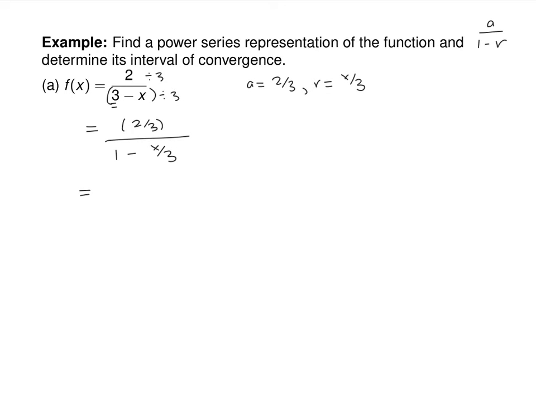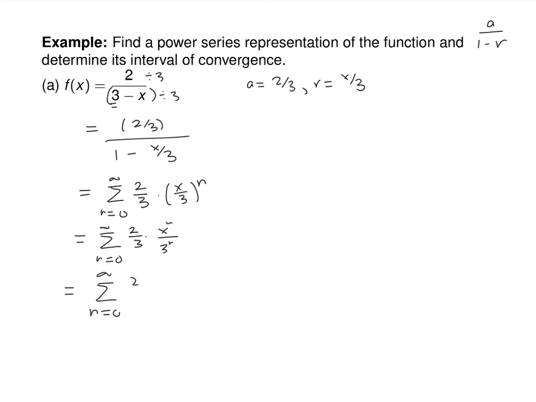So this is the same thing as the sum from n equals 0 to infinity, 2/3 times x over 3 to the n, which is the same thing as the sum from n equals 0 to infinity, 2/3 times x to the n over 3 to the n. And notice you can express that denominator as 3 to the n plus 1. So 2x to the n over 3 to the n plus 1.